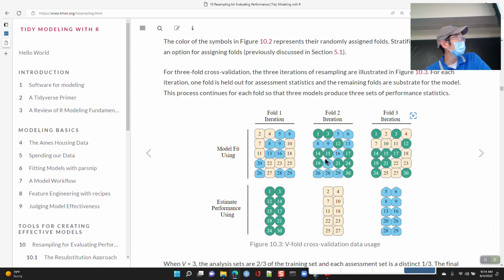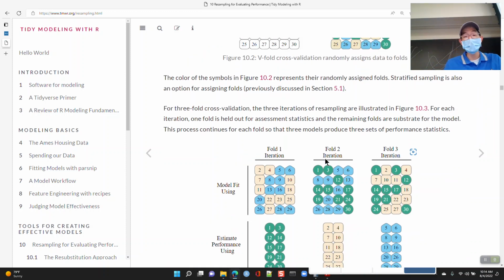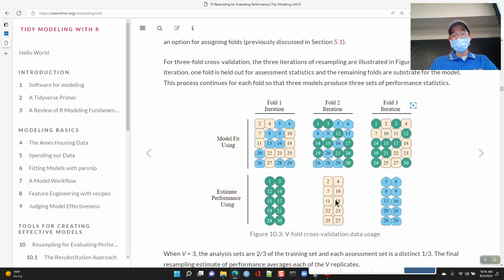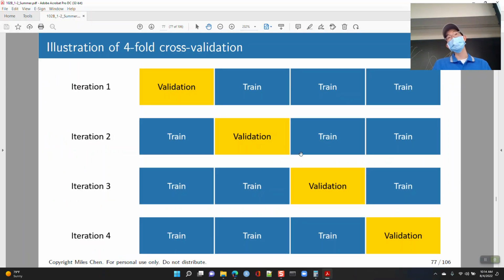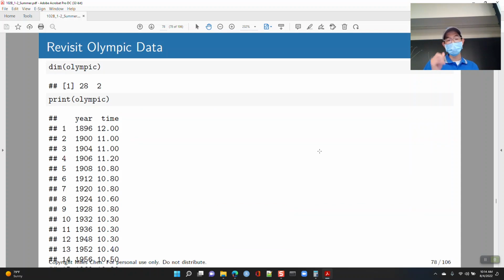So this is an illustration of threefold cross-validation, and what I like about this illustration is it shows that we're randomly assigning the points. Perhaps that's not as clear here, but basically you do partition the data into approximately equal-sized chunks, and you train on the remaining ones and use one set as the validation set. So that would be cross-validation.